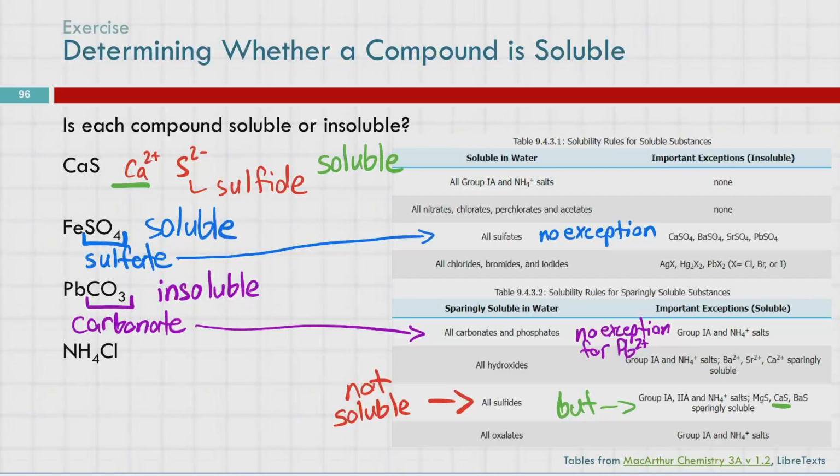And how about the last one? We'll do that in orange. Go Tigers. Is it soluble or insoluble? It's soluble. The thing that we're looking at here is the NH4, which would be NH4+ as an ion. A salt is just an ionic compound. And there are no exceptions, so it's soluble.